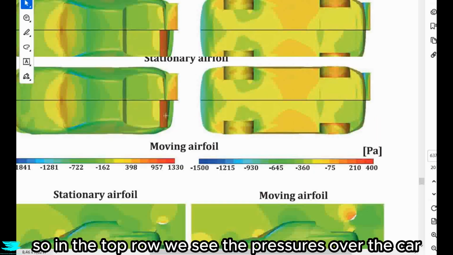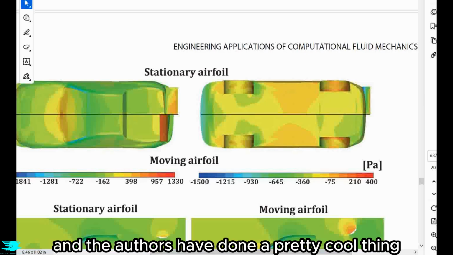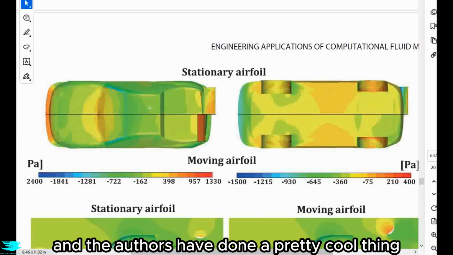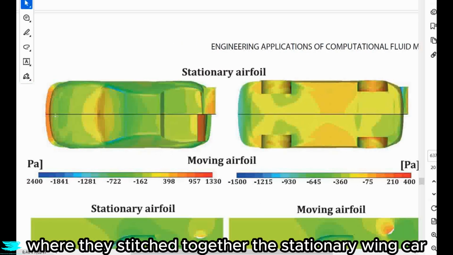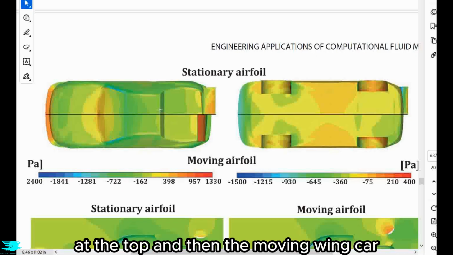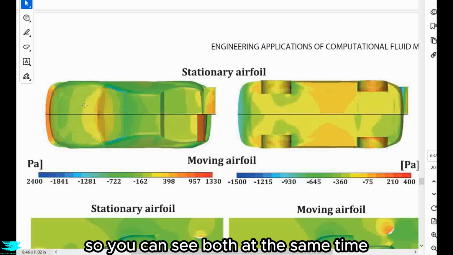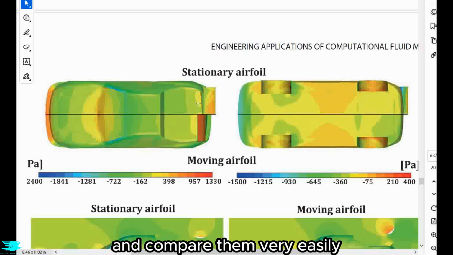So in the top row, we see the pressures over the car, and the authors have done a pretty cool thing where they stitched together the stationary wing car on top and the moving wing car on the bottom of the figure. So we can see both of them at the same time and compare them very easily.